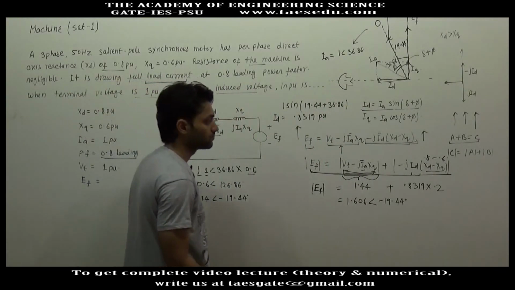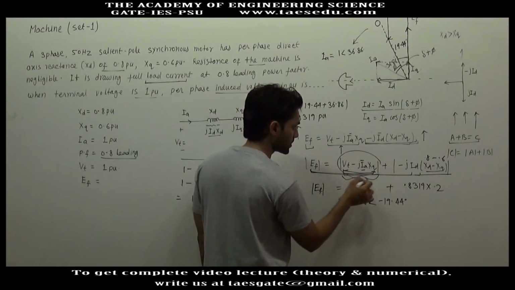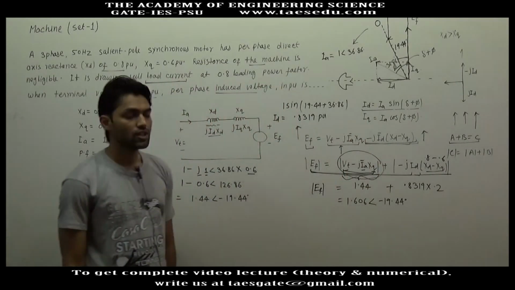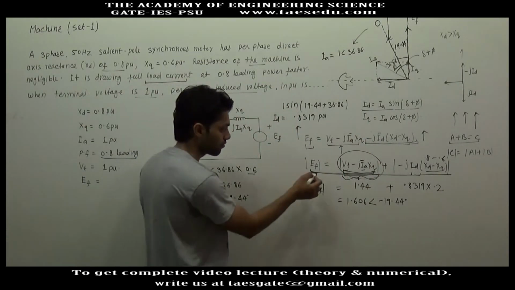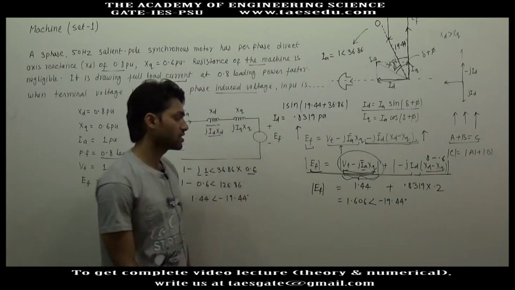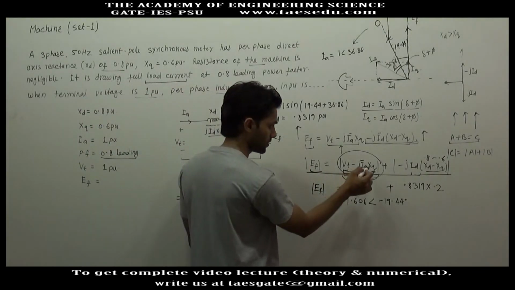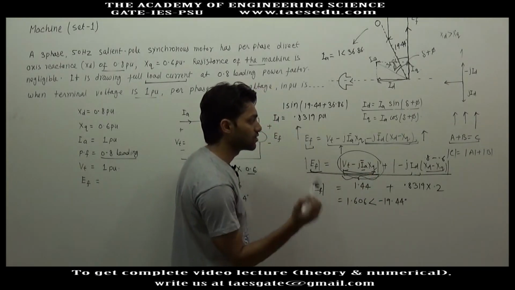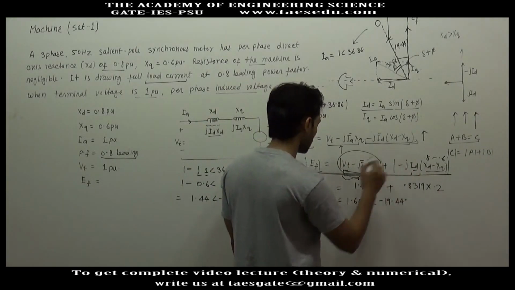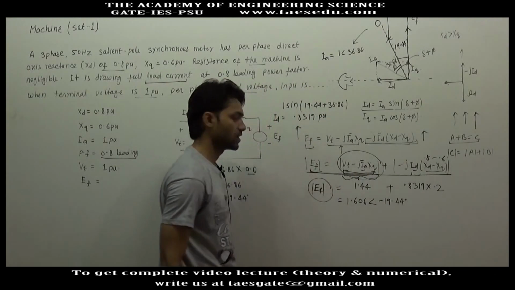Okay, so the angle of this vector only will give you the delta. You need not calculate the exact value of EF vector to find out delta. From this vector you will get delta, then you will calculate Id, then you will calculate the complete value of EF.